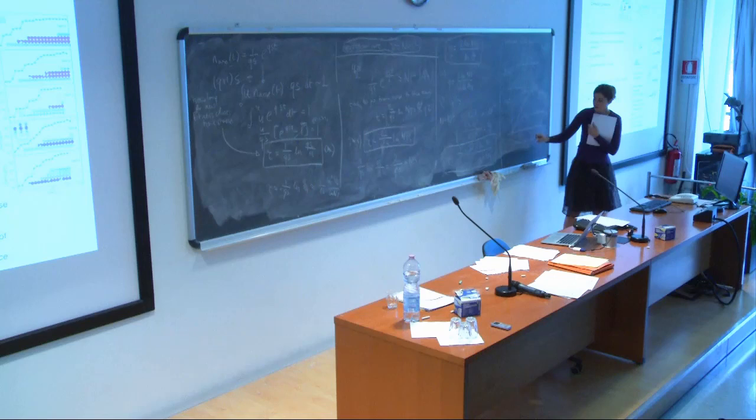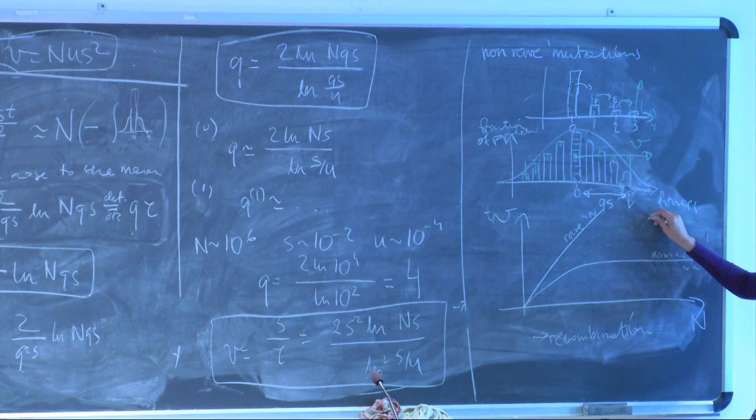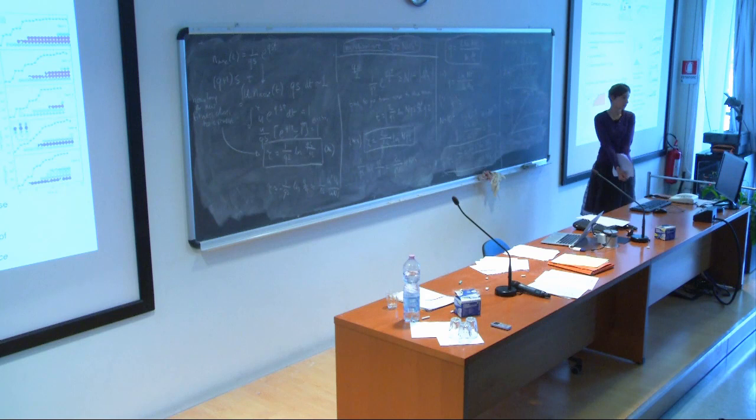In fact, recombination doesn't get you as far as here. It does do slightly better. But it definitely does increase your speed. And so this is one of the reasons that people give for the emergence of recombination or sexual reproduction, because it increases your speed of adaptation.